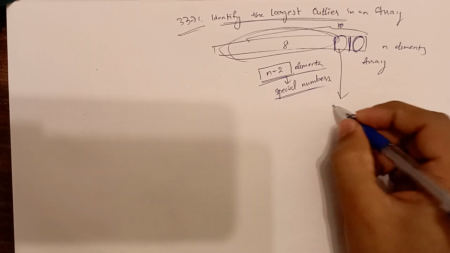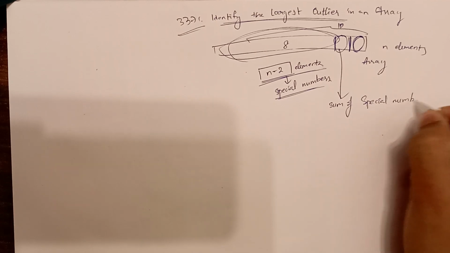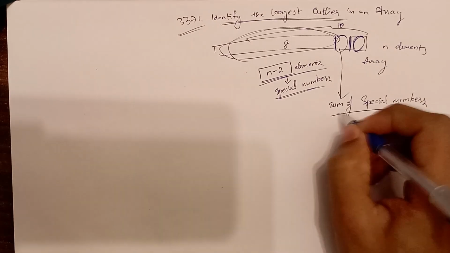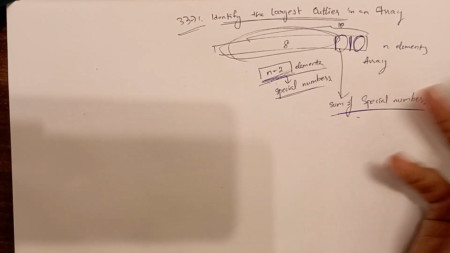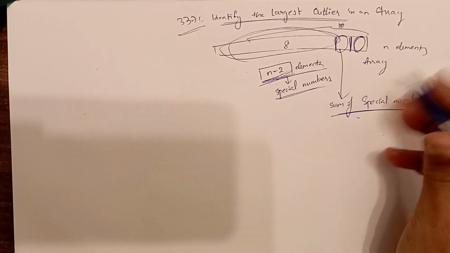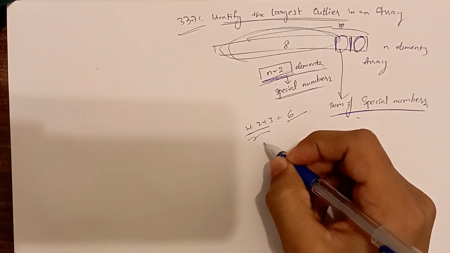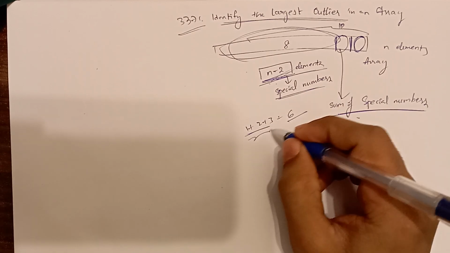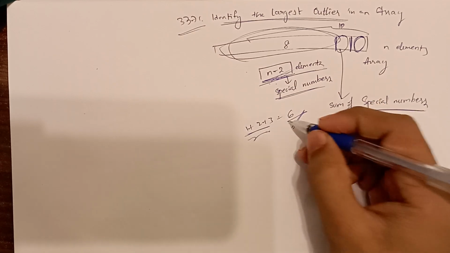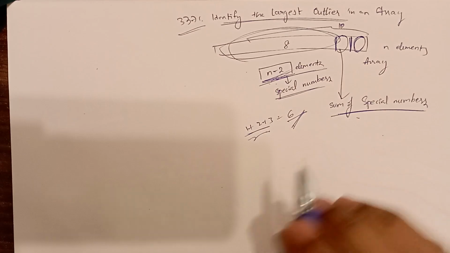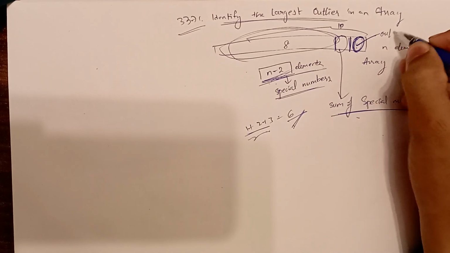Of these two, one is the sum of the special numbers, and the other is not present among the special numbers. Like 1 plus 2 plus 3 is equal to 6. 6 will not be present in the special numbers, because if 6 were present, the sum would not be 6; it would be greater than 6. Now, we need to find this element. This is called the outlier.